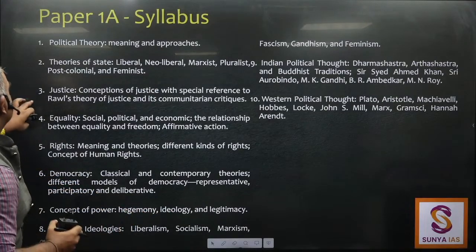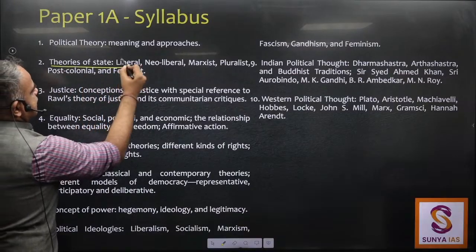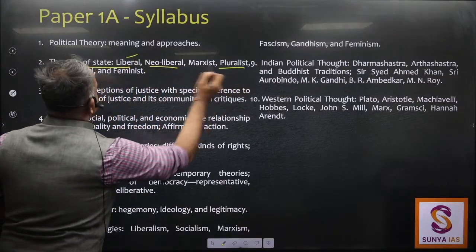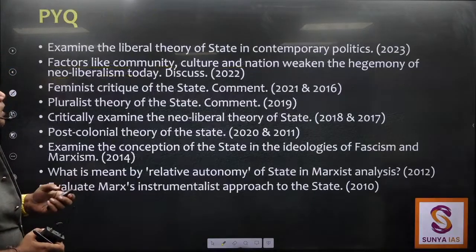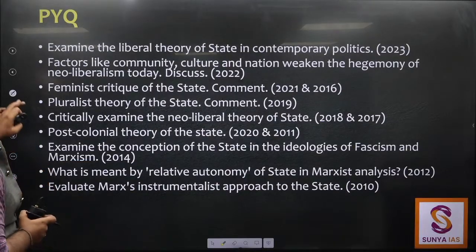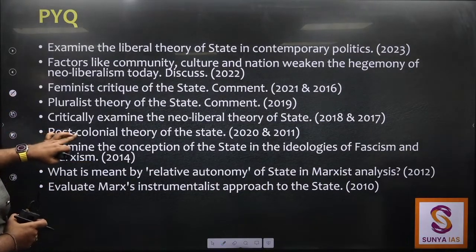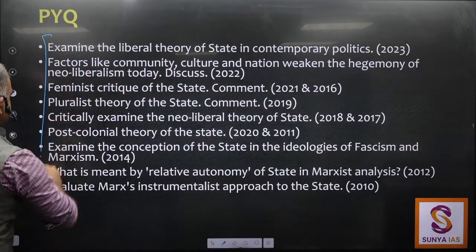So we are now here. The theories of state. Today we will be covering all the theories. Pluralist we have done. Post-colonial, feminists. Now let's quickly have a glance at the kind of questions that have been asked from these areas. 2024 I think I've not added. When I upload the slide, I'll also add that.